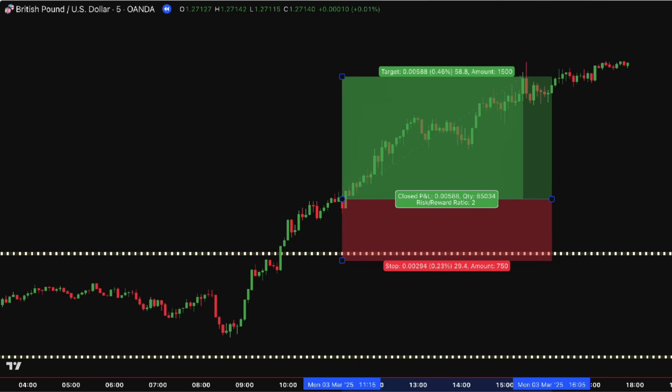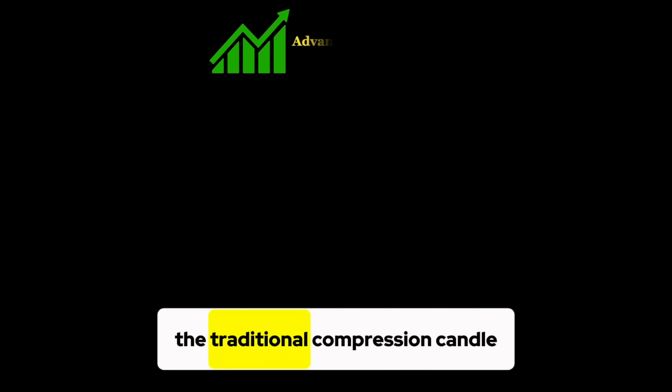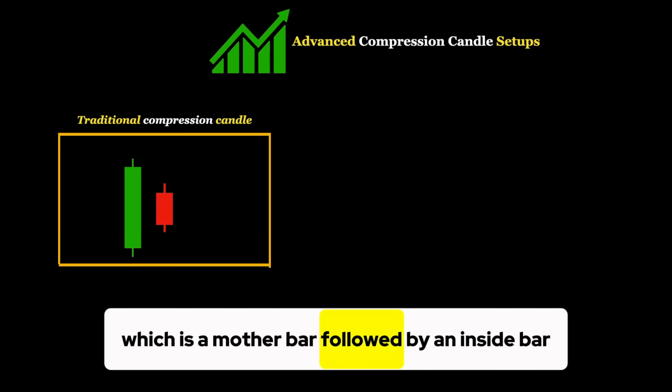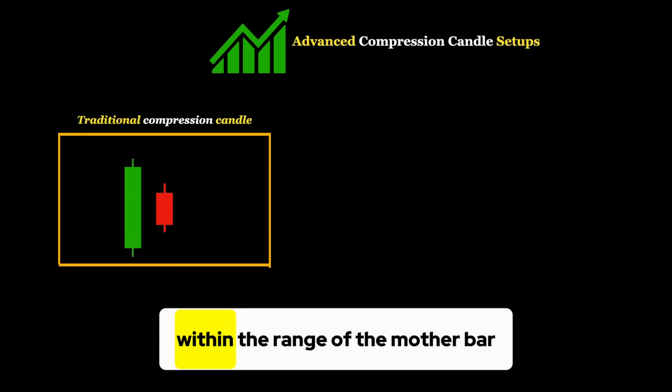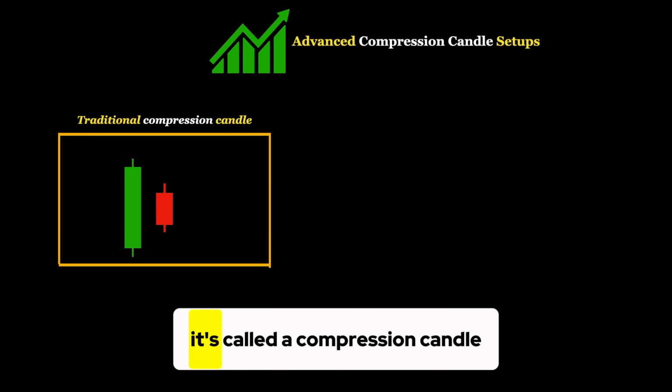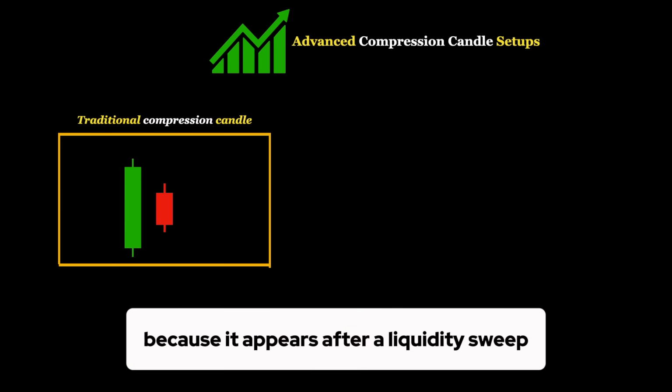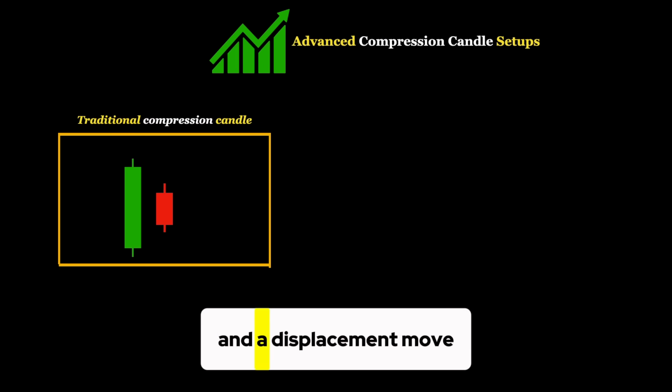This isn't guesswork. We entered because we understood that a displacement move had started, and the compression candle gave us a precise entry point to join smart money at the right time. Now, we've already studied the traditional compression candle, which is a mother bar followed by an inside bar. Sometimes there are multiple inside bars within the range of the mother bar. It's called a compression candle because it appears after a liquidity sweep and a displacement move.